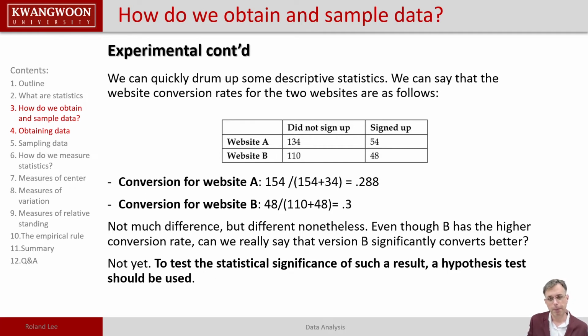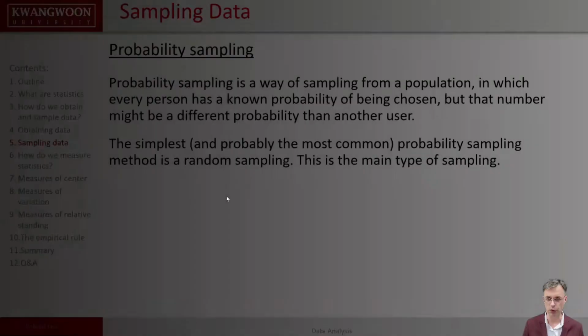And even though B has the higher conversion rate, can we really say that version B significantly converts better? Not yet. To test the statistical significance of such a result, a hypothesis test should be used. This test will be covered very soon.